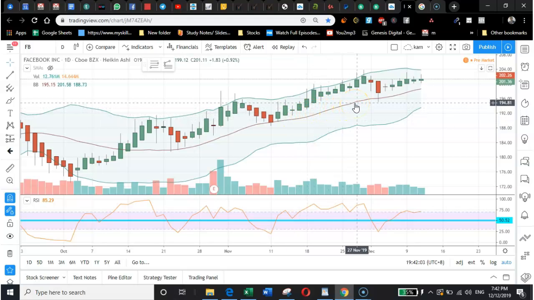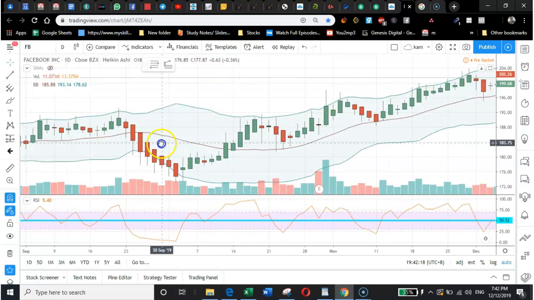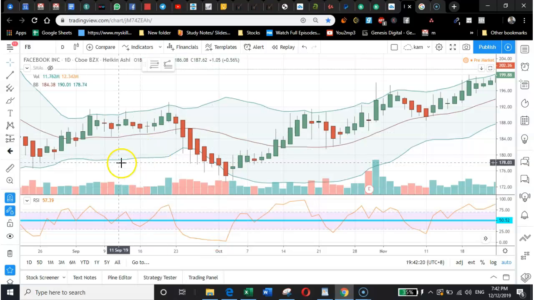When the price candles touch the top part of the Bollinger Band, the price will move down towards the median before it bounces back. So this is a better example. I'm just looking at Facebook here, and as you can see, the price touched the top, came down, and touched the bottom.